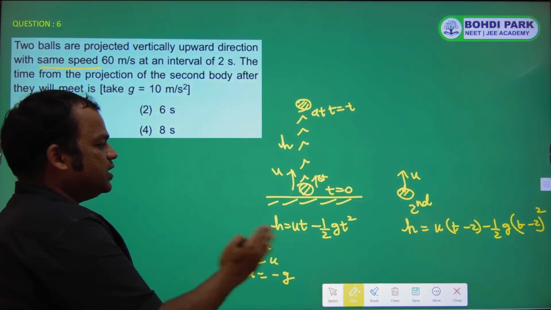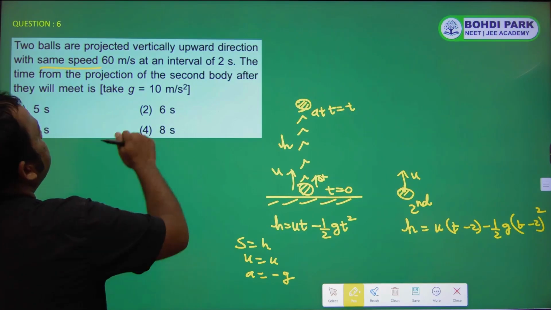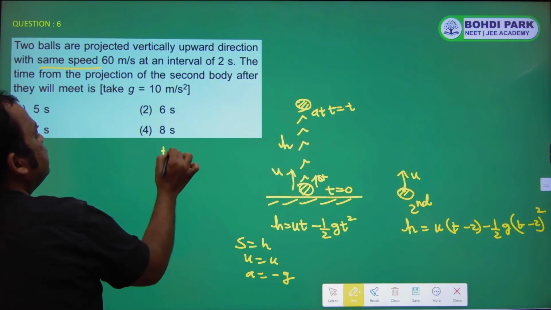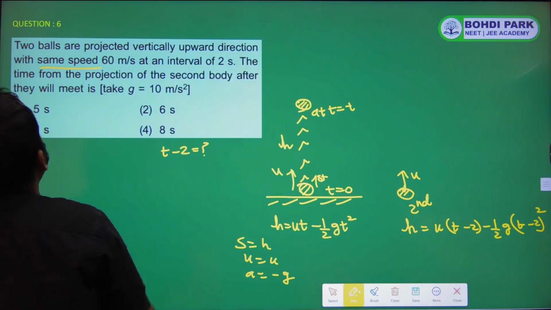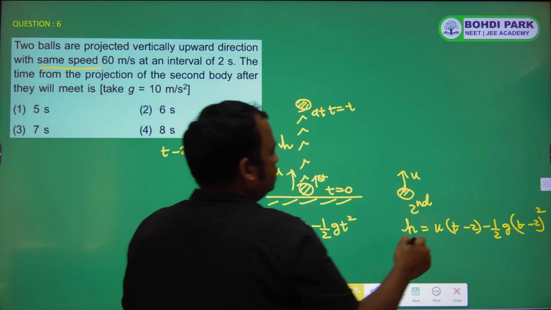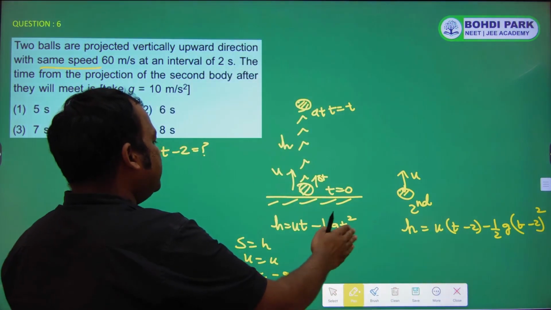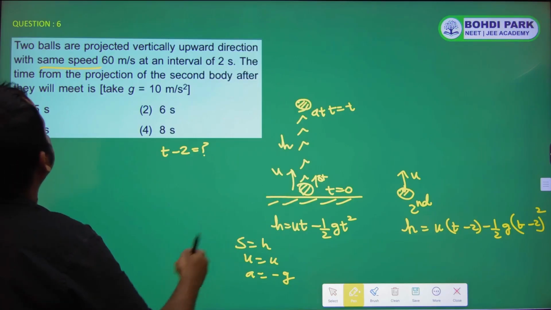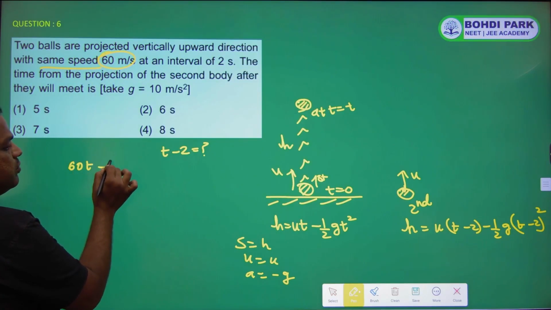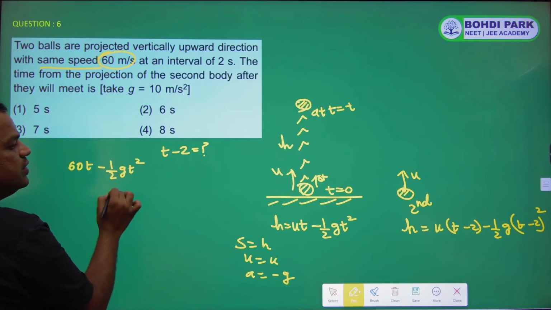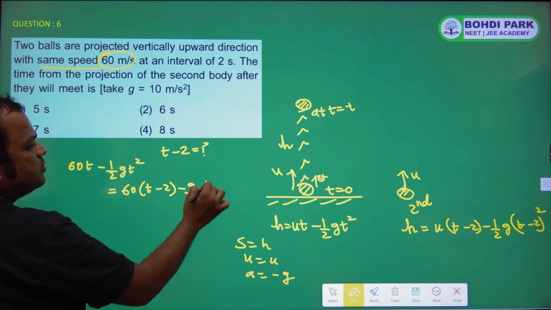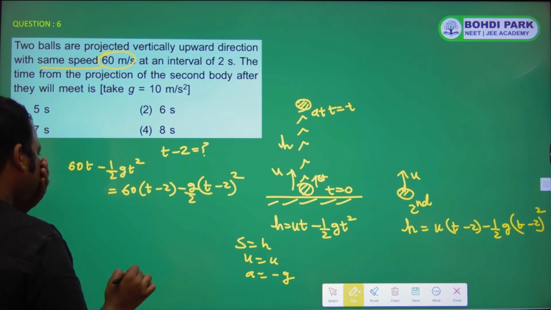Now both h are same. So we have to find the time from the projection of second body, means we have to find t minus 2, after which they will meet. So over here we can equate both of these, and u is given as 60. So 60t minus half gt square is equal to 60 into t minus 2 minus g by 2 into t minus 2 square.